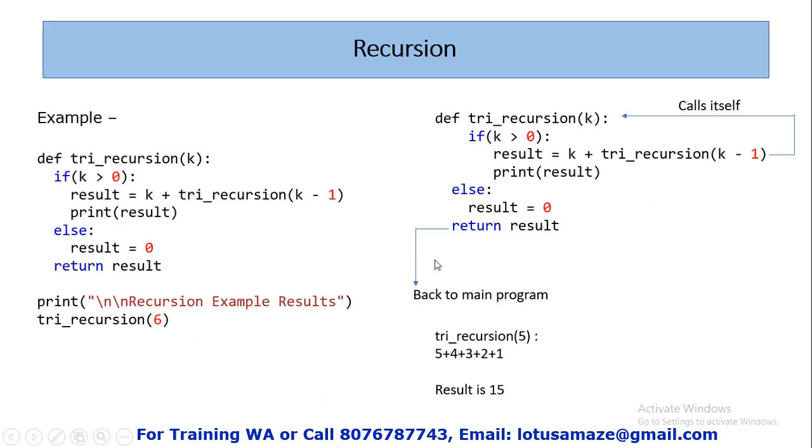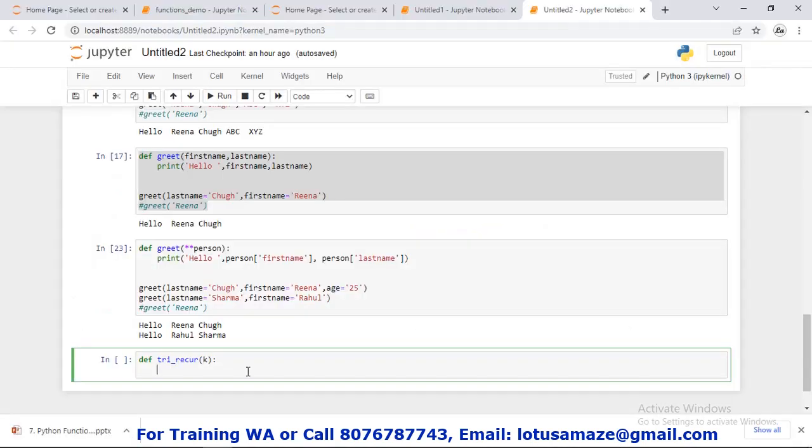So let's look into this example in Jupyter Notebook. Let's look into the recursion example. So def try recursion, in brackets I have written k.